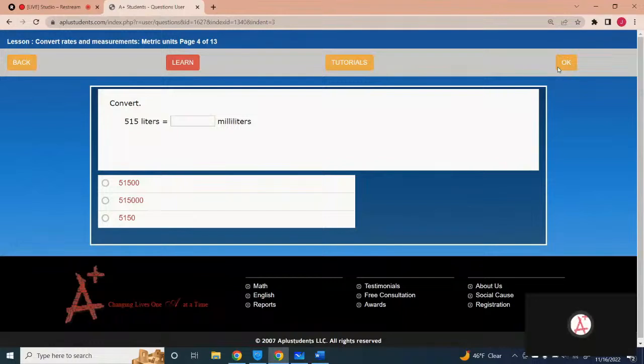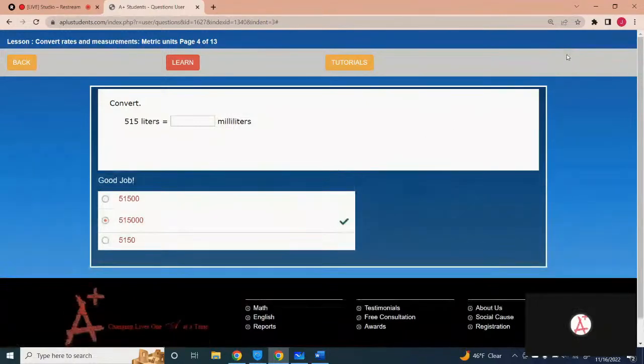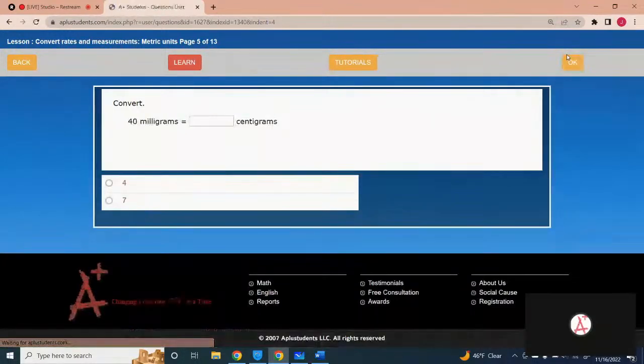Okay, 515 liters equal how many milliliters? In 1 liter, you have 1000 milliliters. Got it? That means in 515 liters, you have 515,000 milliliters. Got it? So 40 milligrams equals 4 centigrams. Got it?